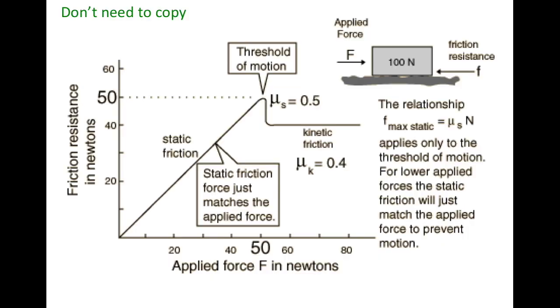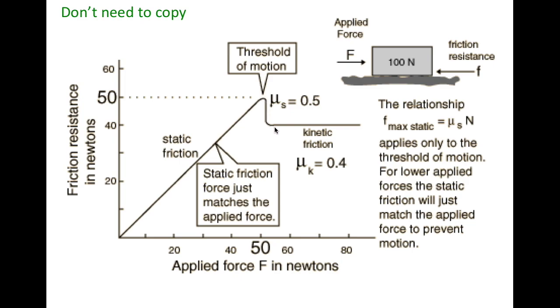Here is a graph that shows the amount of force applied in relation to the amount of friction that is experienced. So here it starts with 0. As you increase the amount of applied force in newtons, the amount of friction also increases until it reaches a point where the object begins to move.